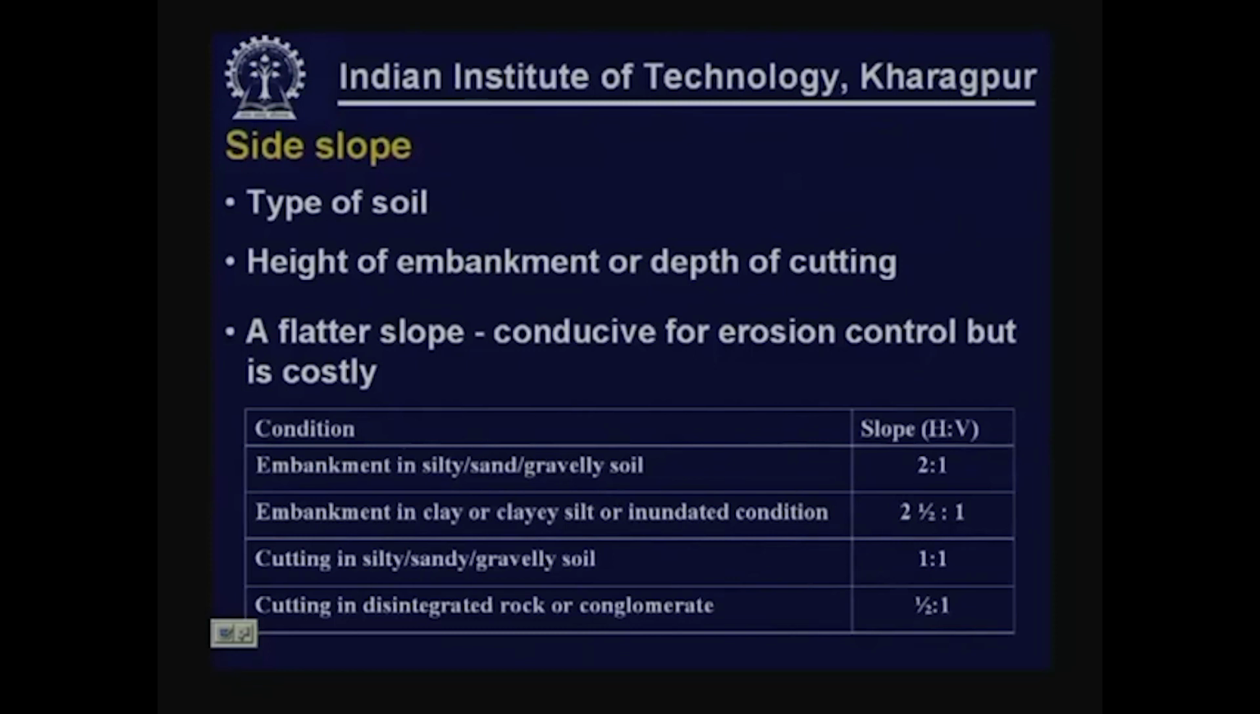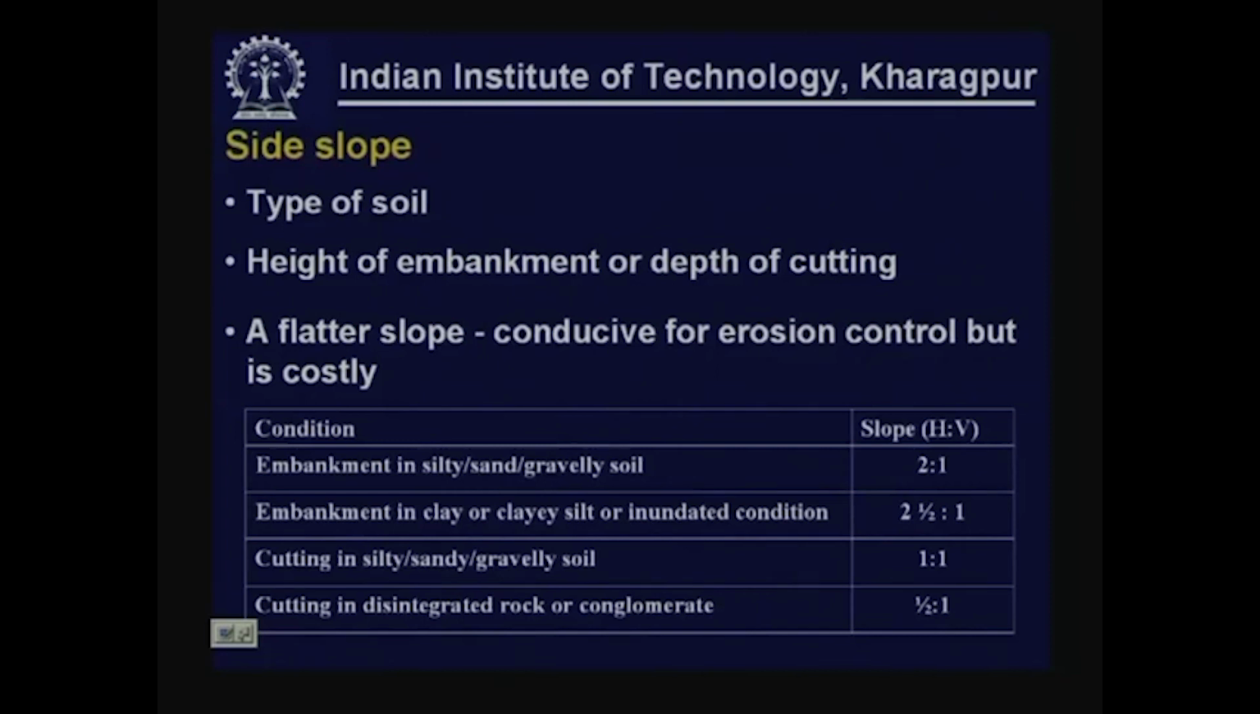So, whether it is on embankment or it is on cutting, it is necessary to provide adequate slope for the embankment or cutting, particularly to ensure the stability of slope. Now, what should be the side slope? That will depend on what type of soil is there. So, basically it depends on the type of soil, and also it depends on the height of embankment or the depth of cutting.